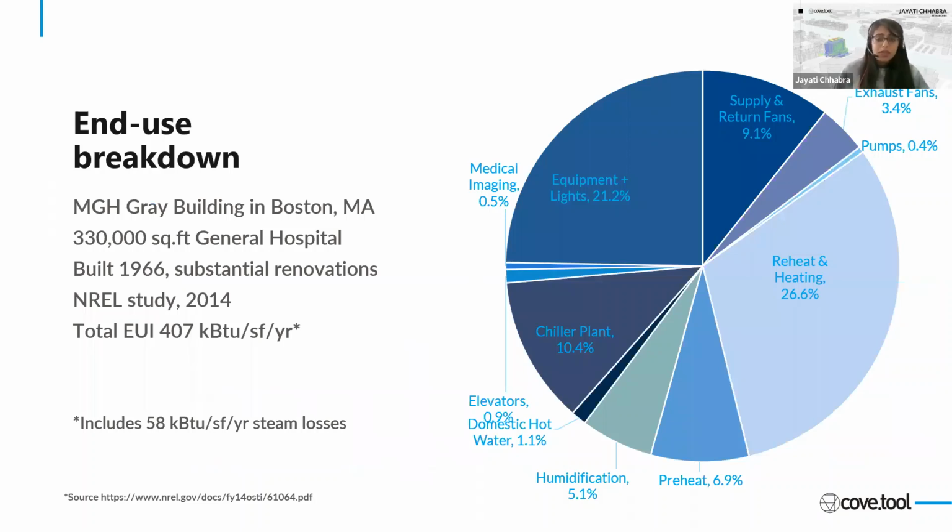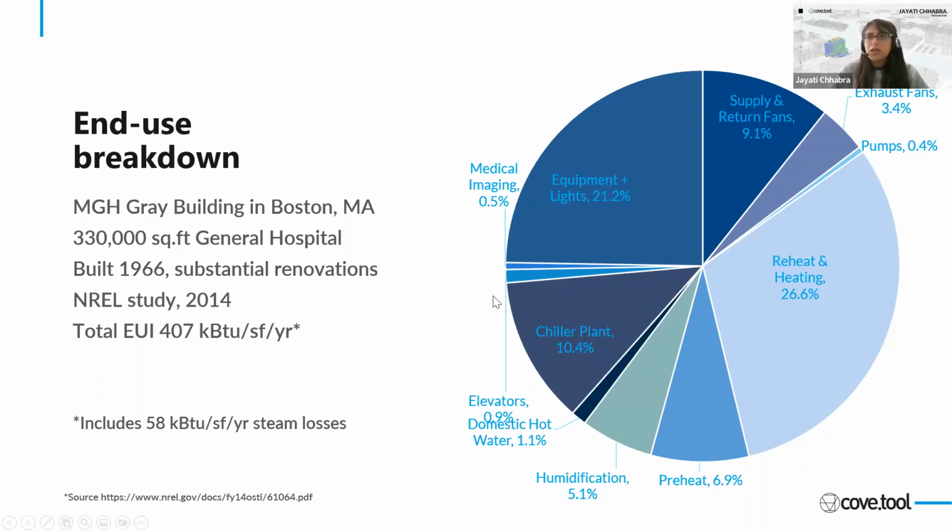Now, where that energy is being used is a hot topic because this helps us target what we need to change to reduce energy. So knowing the end use is very important here. In this pie chart is a breakdown for the MGH Gray building in Boston. It's a very old building, but constantly renovated, so it's hard to say how old things are in it. You can see equipment and lights is 21%, which is expected. And then reheat and heating is 26%. It's cold in Boston, so this is again expected.